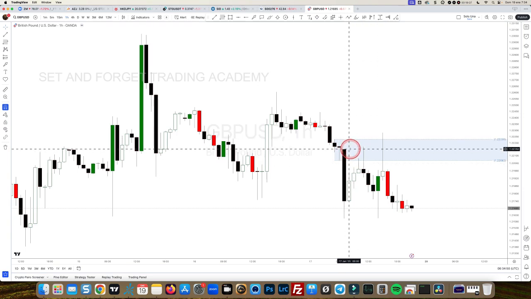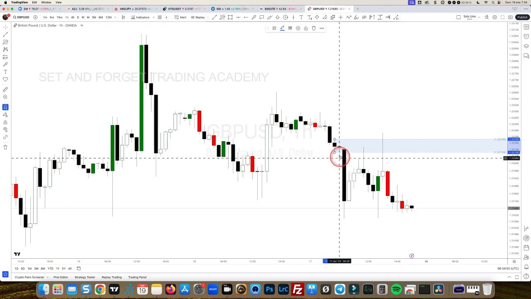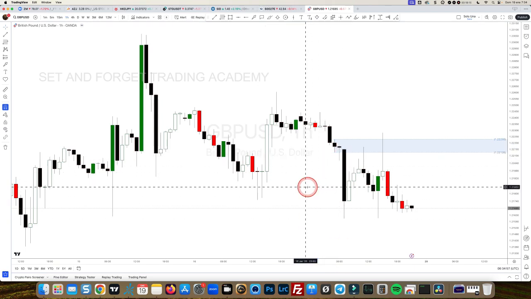So would this be an imbalance? Yes, it was an imbalance. We would draw it like this because we don't want large pins. So why is this an imbalance?